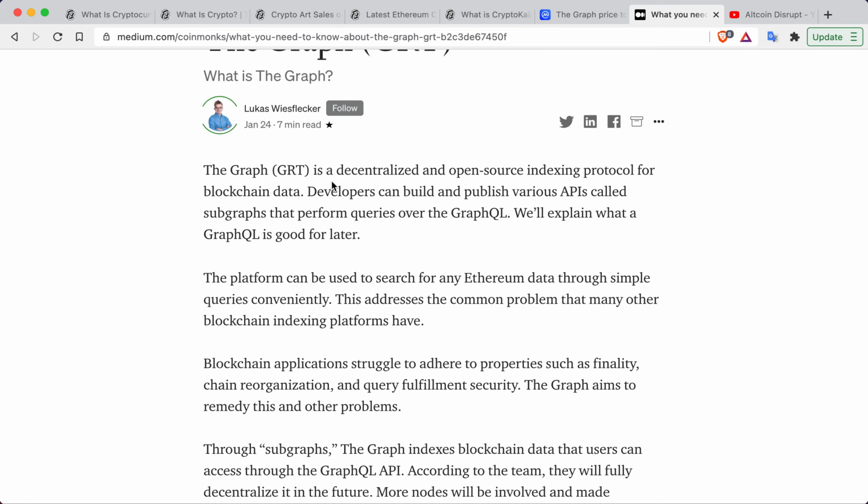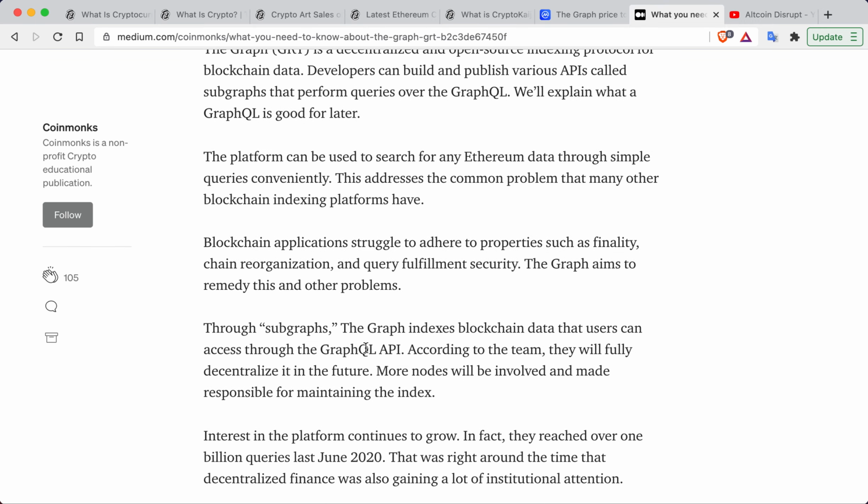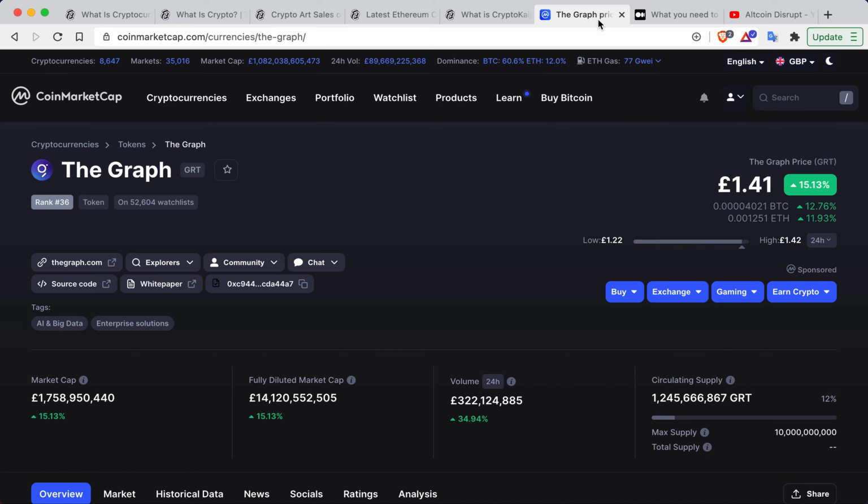It does say The Graph is a decentralized and open index protocol for blockchain data. But it also says that according to the team, they will fully decentralize it in the future. Through subgraphs, The Graph indexes blockchain data that users can access through the GraphQL API. More nodes will be involved and made responsible for maintaining the index. It's not a fully decentralized system as of yet, but they hope to decentralize it fully in the future. I just want to make you guys aware of that.